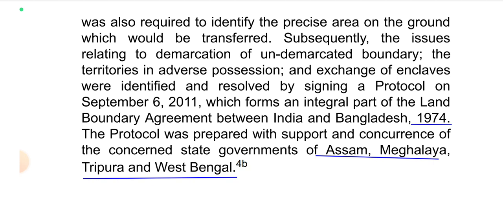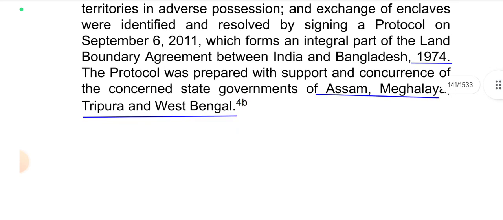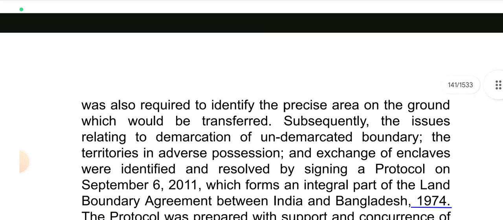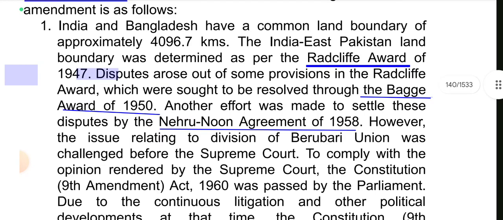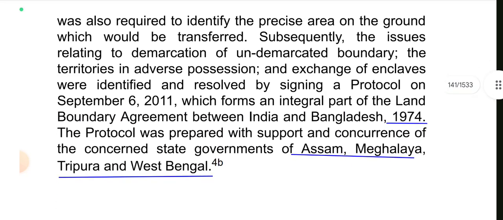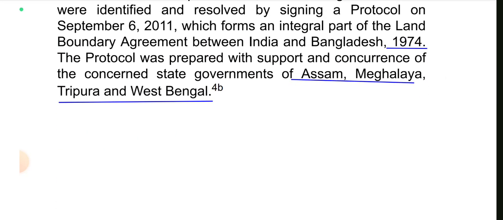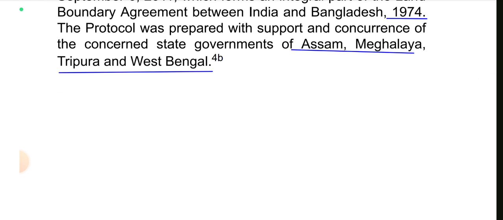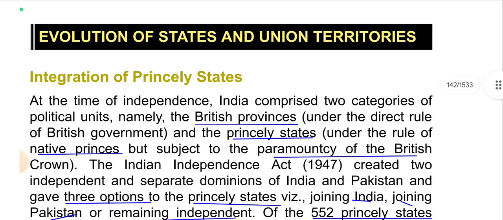Subsequently, the issues relating to demarcation of undemarcated boundary, the territories in adverse possession and exchange of enclaves were identified and resolved by signing a protocol on September 6, 2011, which forms an integral part of the Land Boundary Agreement between India and Bangladesh 1974. So see, actually, this started in 1947, and it got resolved in 2011. The protocol was prepared with the support and concurrence of the concerned state governments of Assam, Meghalaya, Tripura and West Bengal.